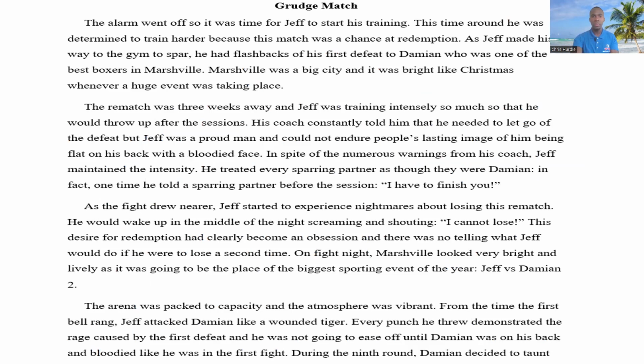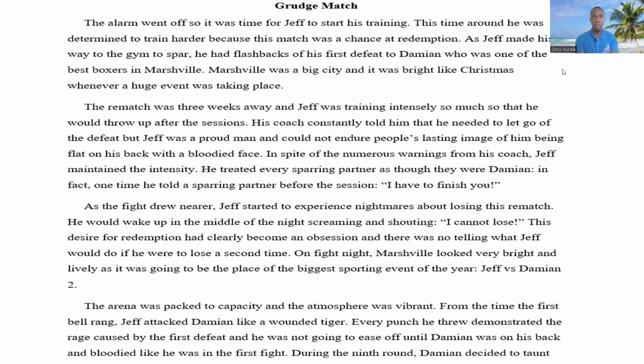So here's my first story. I call it Grudge Match, and it's very good to put a title as well. So we go. The alarm went off, so it was time for Jeff to start his training. This time around, he was determined to train harder because this match was a chance at redemption. As Jeff made his way to the gym to spar, he had flashbacks of his first defeat to Damien, who was one of the best boxers in Marshville. Marshville was a big city, and it was bright like Christmas whenever a huge event was taking place.